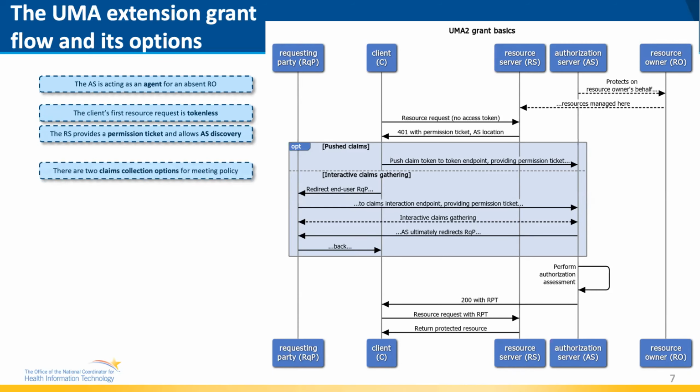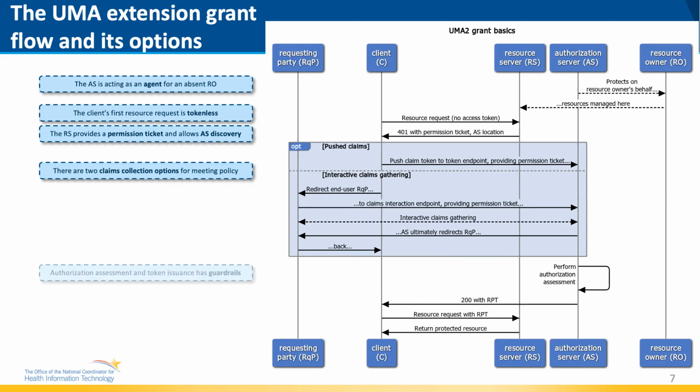So the next thing that the client is going to attempt to do is what we call claims collection, and there's two options for claims collection. And the point here is to try and have the requesting side meet whatever the policy was for gaining access. So we sort of think of this as claims-based access control, and there's back channel options and front channel options. And we'll go into some detail about that in a moment.